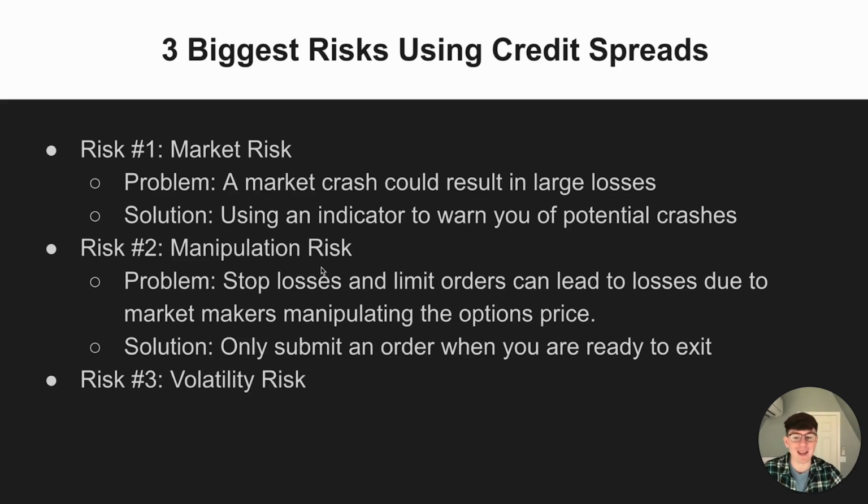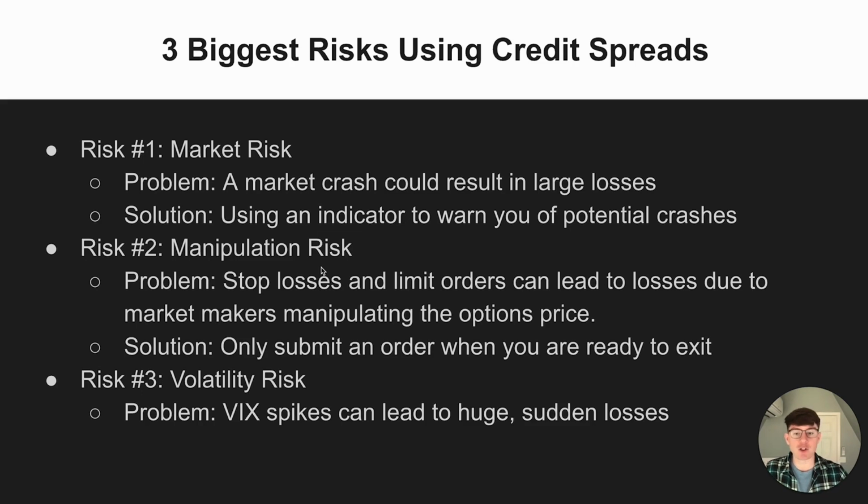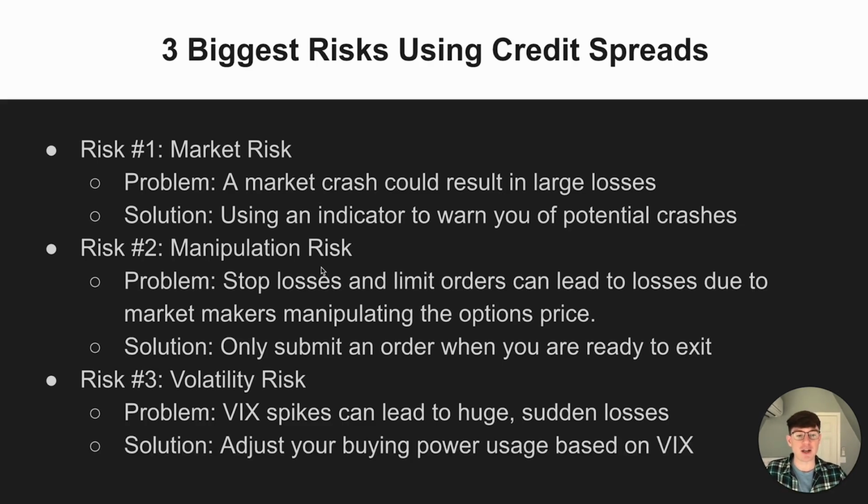Now, risk number three is volatility risk. So if VIX spikes, which usually goes from a low level to a high level, it spikes up. This can lead to huge and sudden losses as well. Now, because we're doing a credit spread, our risk is capped. So we'll see those losses spike up, but again, only to a certain amount because our risk is capped, which is nice, but still VIX spikes will lead to huge intraday losses.